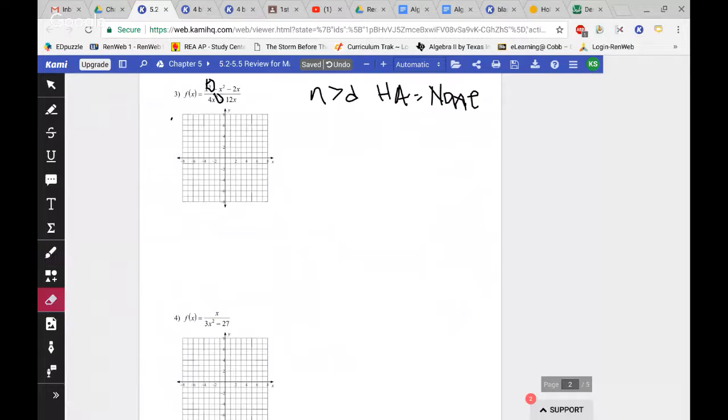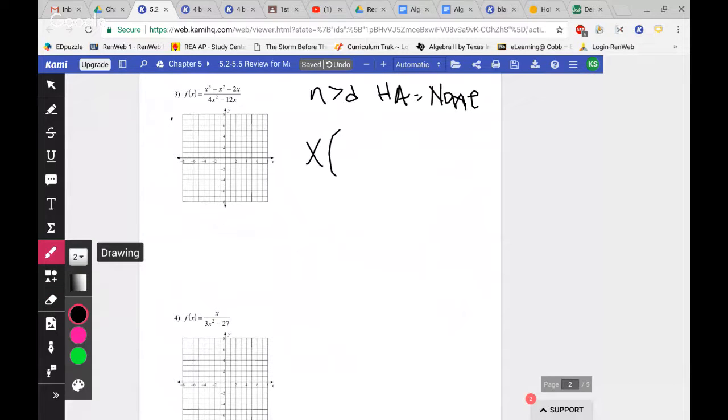All right. Now, we need to factor the top. So I know we can factor out an x. And that leaves us with x squared minus x minus 2. And then that factors further to be x minus 2, x plus 1.